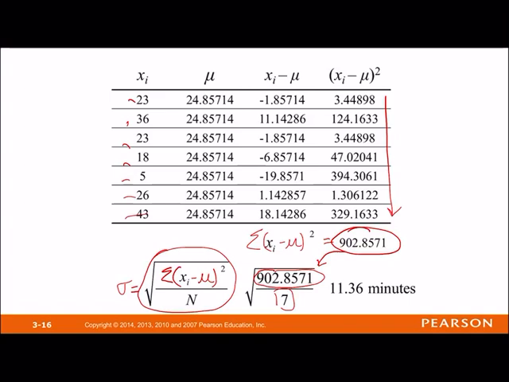Okay, and when you divide first, I don't have a calculator up right now, I skipped that step, but you're going to divide 902.857 by 7, then take the square root. And the answer that you should get then is 11.36. Again, please make sure that you check your work against mine and make sure you're getting the same answers that I did.